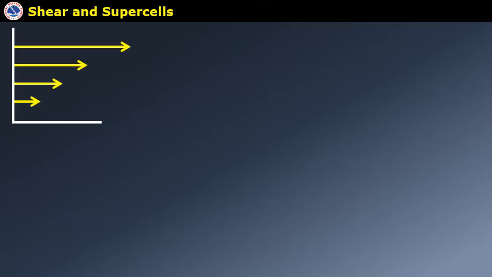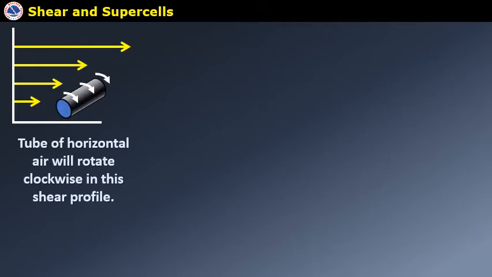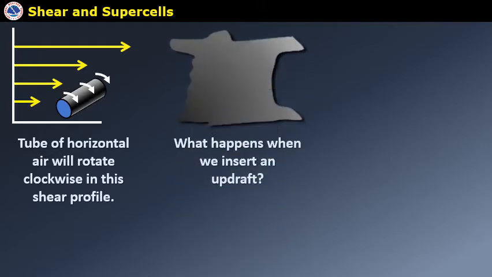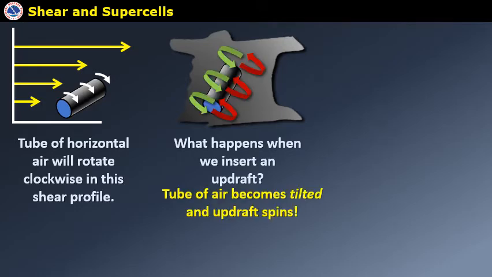Let's talk briefly on how storms interact with wind shear and ultimately become supercells. Now imagine that we have a tube of horizontal air and subject it to increasing wind shear, as you see here in the diagram. As you might envision, due to stronger flow at the top of the horizontal tube, it will start to turn and tumble. Now, what happens when we insert a thunderstorm updraft? Well, that tube of air becomes tilted and the updraft starts to spin.